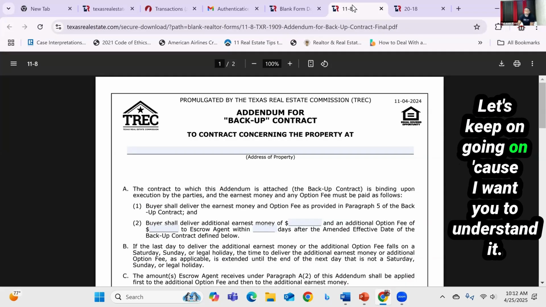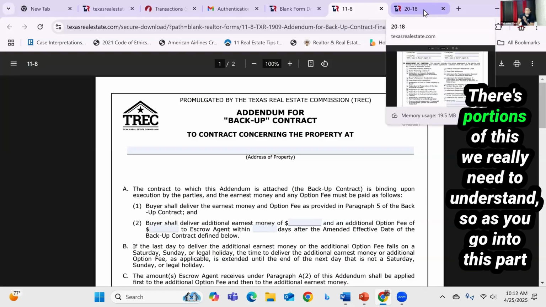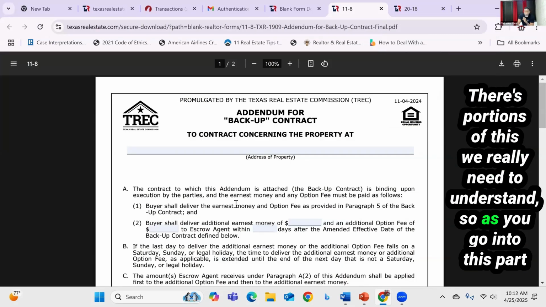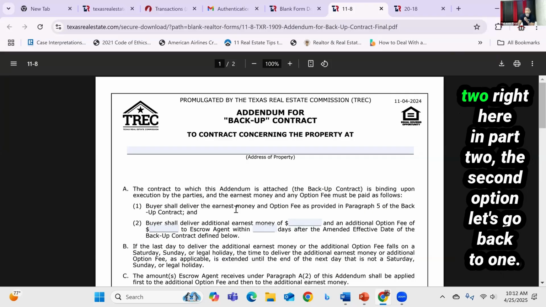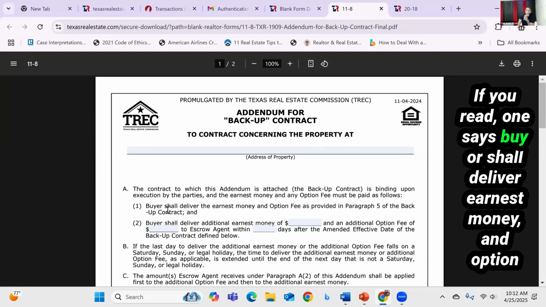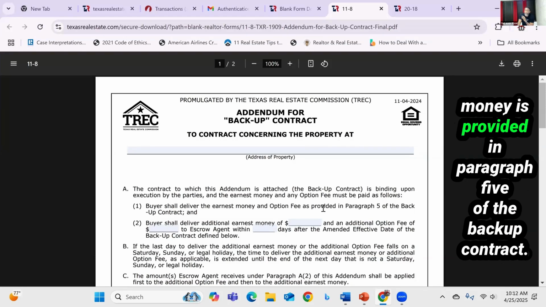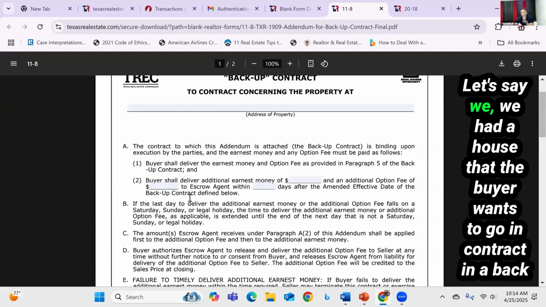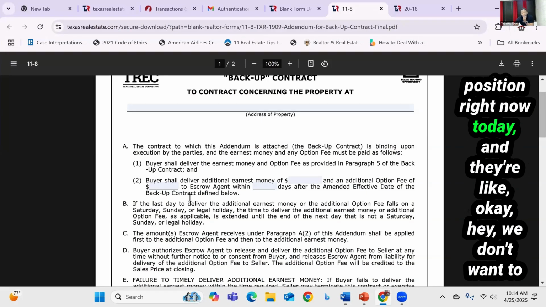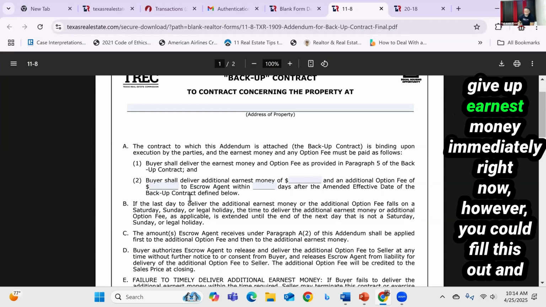Now let's keep on going because I want you to understand that there are portions of this we really need to understand. As you go into part two, the second option, let's go back to one. If you read one, it says buyer shall deliver earnest money and option money as provided in paragraph 5 of the backup contract. Let's say we had a house where the buyer wants to go in the contract in a backup position right now today. And they're like, okay, hey, we don't want to give up earnest money immediately right now.